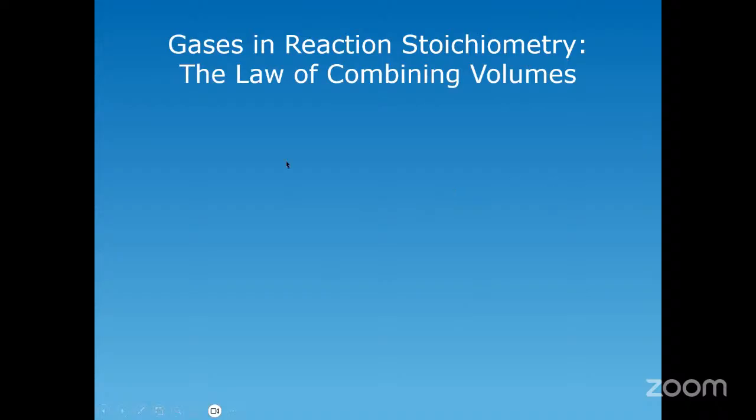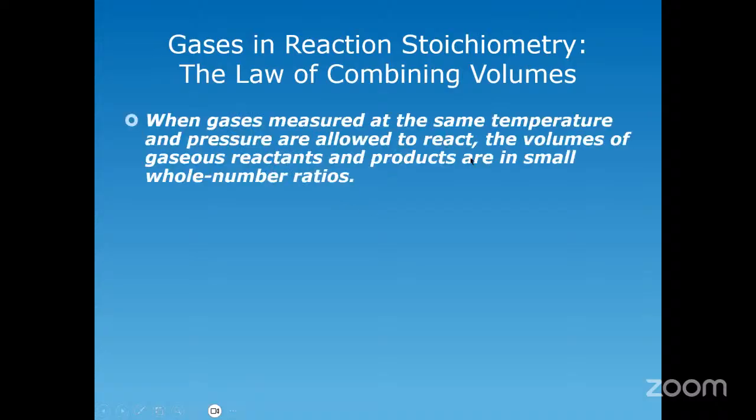All right. Okay, so let's talk about gas stoichiometry or gas reaction stoichiometry. So basically what we'll be doing is looking at what we are learning in this chapter in conjunction with what we learned in previous chapters with respect to stoichiometry. So we're going to look at another law governing the behavior of gases in reactions. And this law is the law of combining volumes. And what this law says is that when gases measured at the same temperature and pressure are allowed to react, the volumes of the gases, reactants, and products are in small whole number ratios.